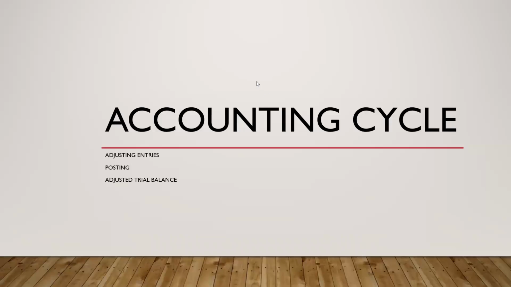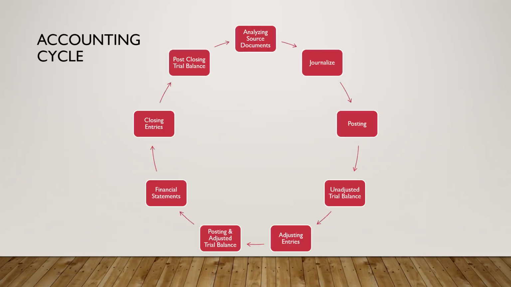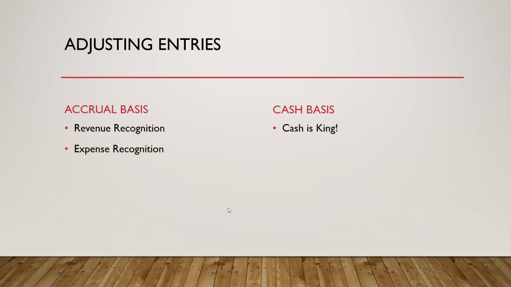Hello and welcome to the virtual classroom where today we'll be discussing the accounting cycle further, specifically looking at adjusting entries, posting, and the adjusted trial balance. So we have already seen the first few steps of the accounting cycle. We've done our journal entries, we've posted them, and we have created the unadjusted trial balance. Now it's time to move on to the next two steps.